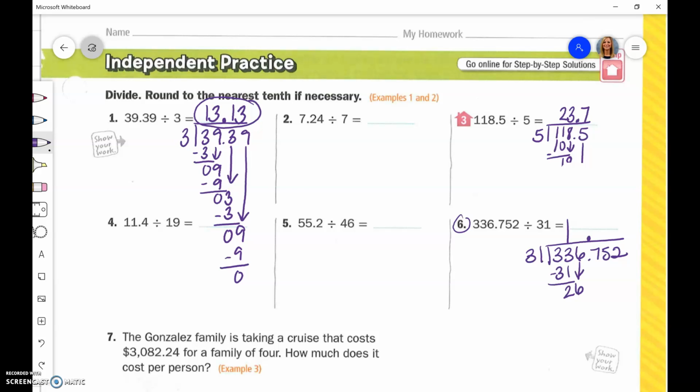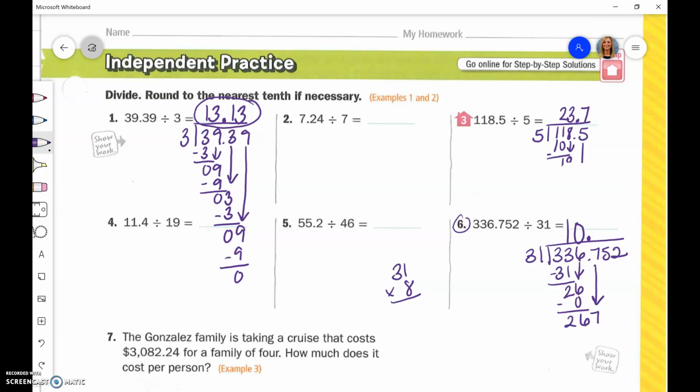Now I have 26. If I have 26, can I make a group of 31? No. So that means 0. 0 times 31 is 0. I'm going to subtract. Notice I'm still following all of my rules. Bring down. I have 267. So 31, 30, 60, 90. Do you see how we can kind of skip count? I'm going to say let's try times 8.